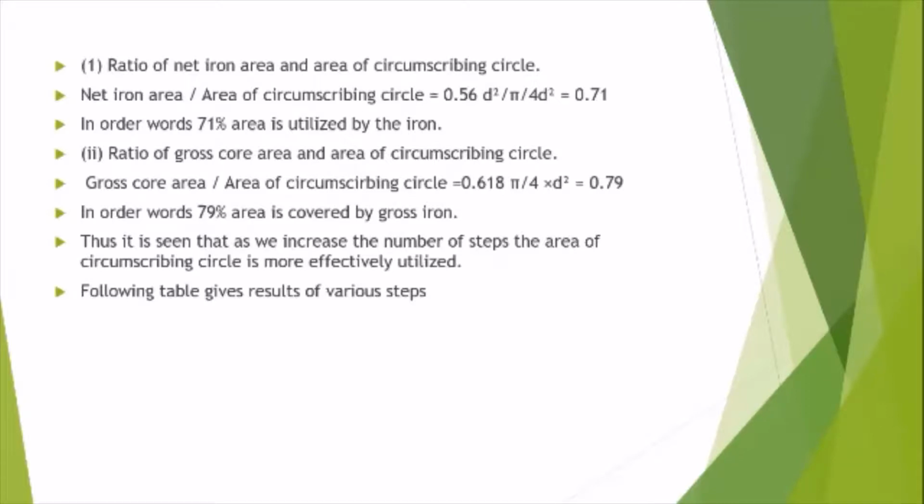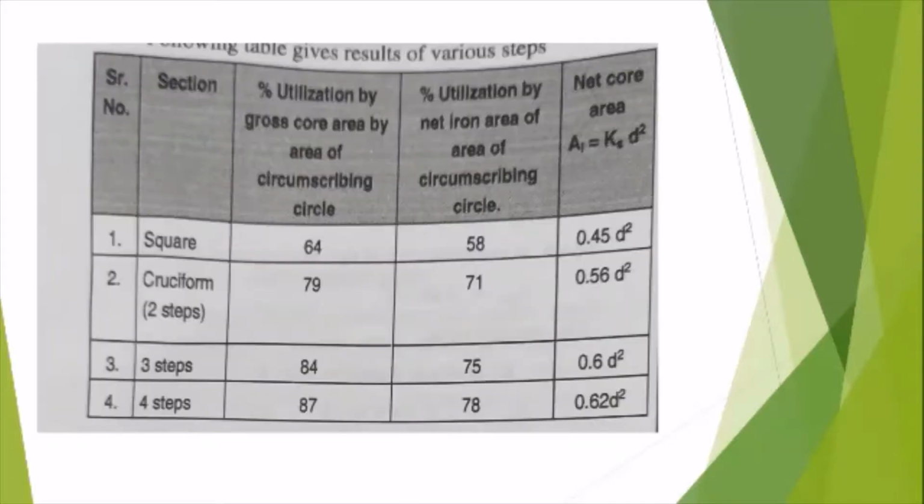So for two step, we cover 79% of area by gross iron. It is seen that as we increase the number of steps, the area of circumscribing circle is more effectively utilized. The following table gives the results for various steps.